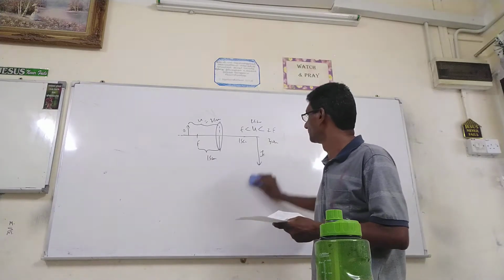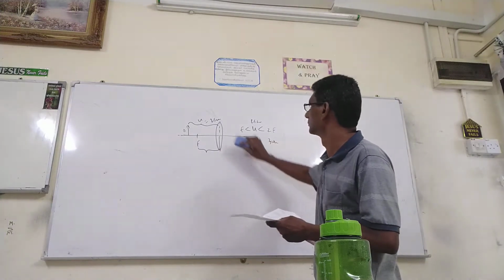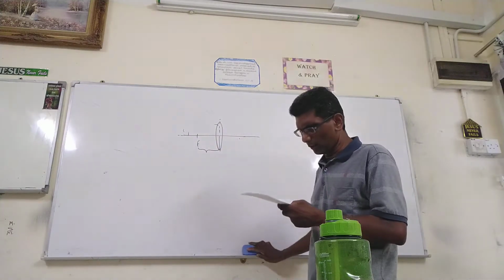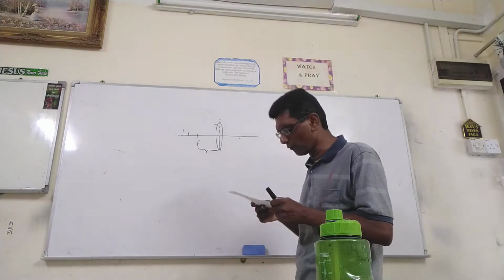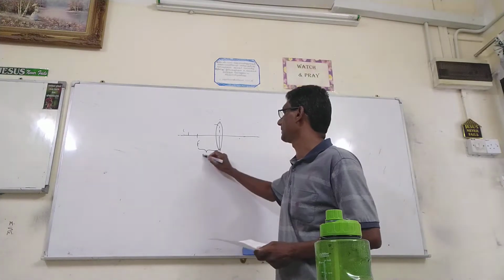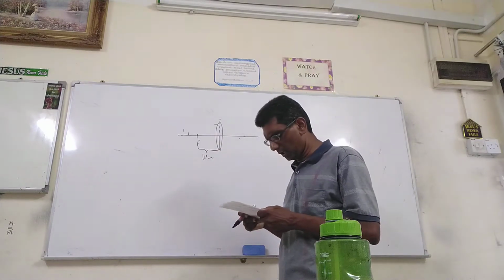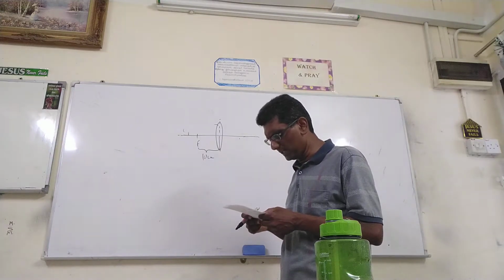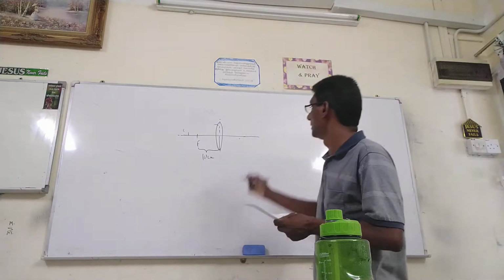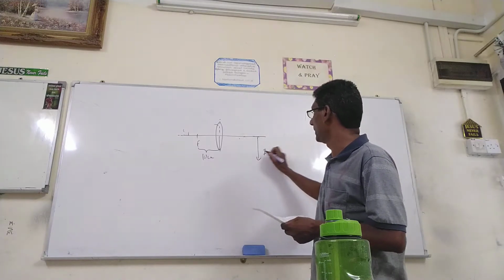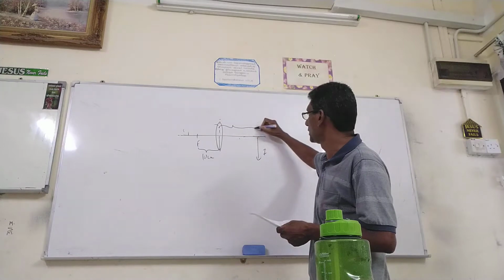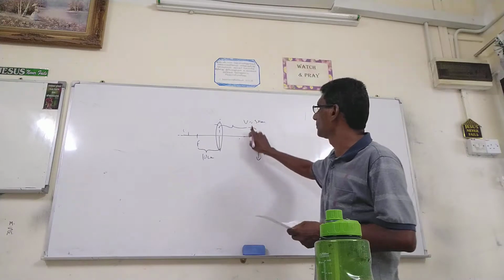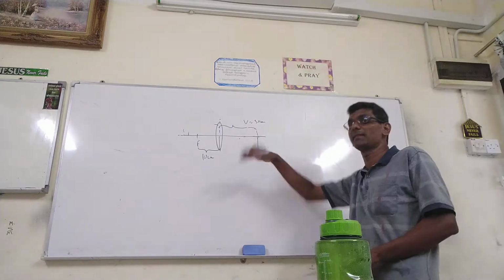Okay, question number 3. The focal length of the convex lens is 10 cm. A pen is placed in front of the lens. The image of the pen is formed 30 cm behind the lens, on the other side of the lens. V equals 30 cm.